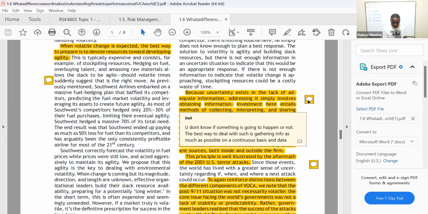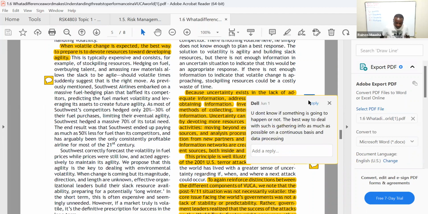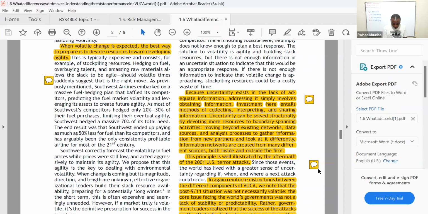So in this case, when you're facing uncertainty, it basically means that you don't know if something is going to happen or not. Remember we said when the situation is complex, you know that something is coming, but you don't know the magnitude of how it's going to affect you, right? When a situation is uncertain, you don't know if something is going to happen or not. The best way to deal with such is gathering as much information as possible on a continuous basis, and data processing as well.